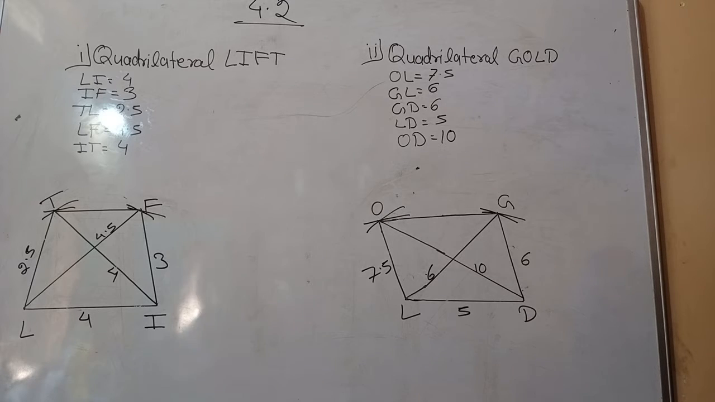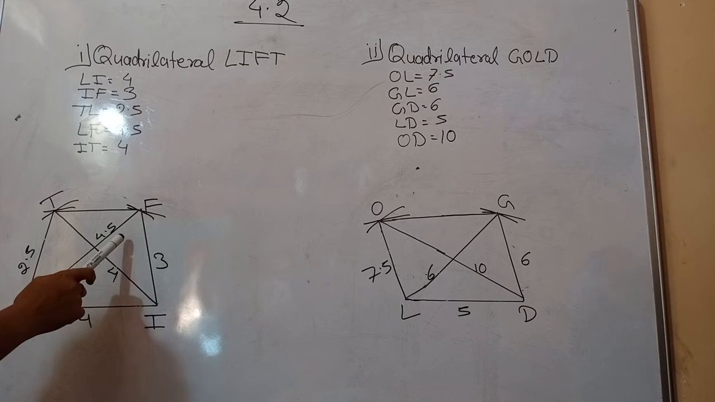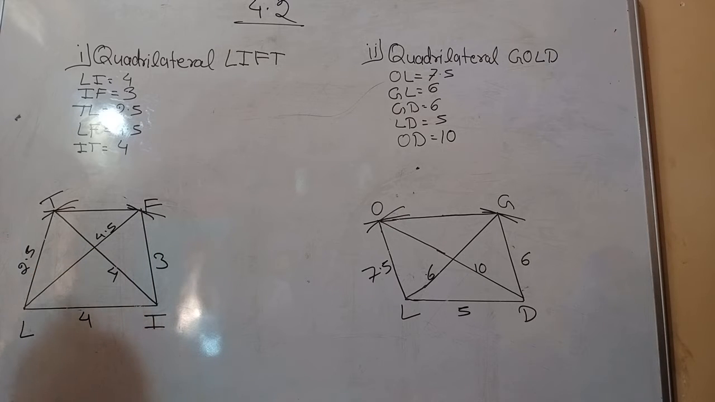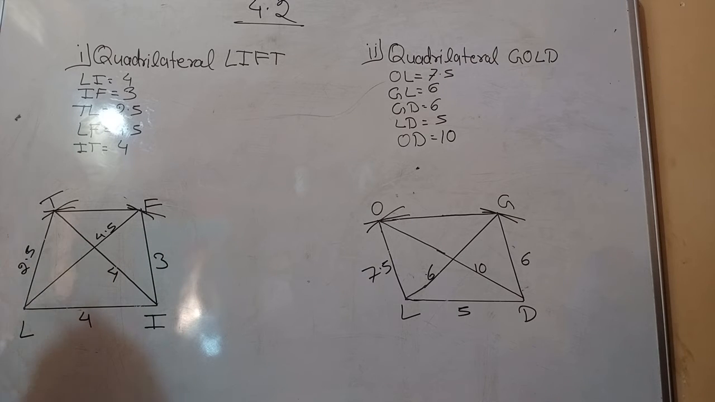Here you can see these are the 3 sides and these are the 2 diagonals. The first diagonal has 4 centimeter length, the second diagonal has 4.5 centimeter length. Along with that, 3 sides' measurements are given: first side 4 centimeter, second side 3 centimeter and third side 2.5 centimeter. So how do we construct a quadrilateral when 3 sides and 2 diagonals are given?